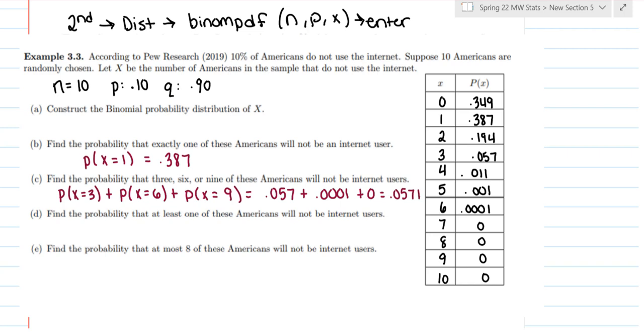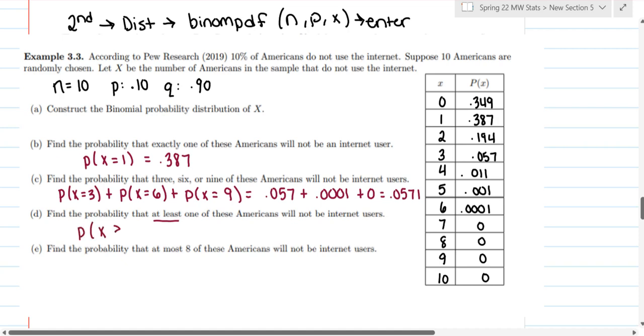Okay, find the probability that at least one of these Americans will not be internet users. So remember, at least, that's the probability that X is greater than or equal to 1. Well, if I look at that, then it's all of these probabilities. Or I could just subtract 1 from 0.349, which is what I'm going to do. So I'm going to go 1 minus 0.349, which is going to give me 0.651.